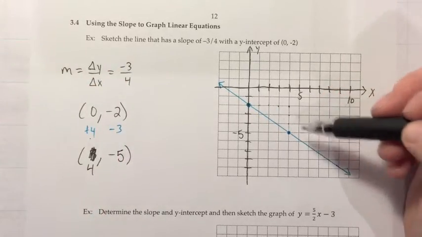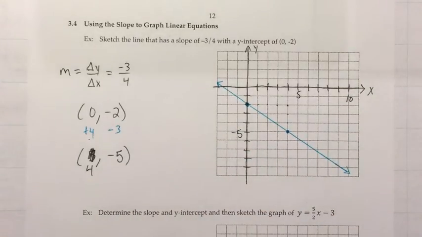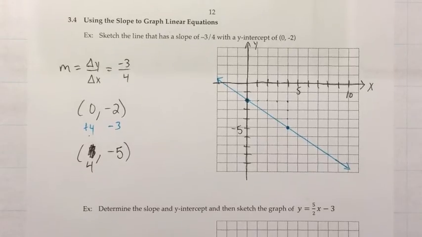So you can count out squares if the numbers are nice. You can do the math on an ordered pair if the numbers are messier. You can do the math if the numbers are nice as well.